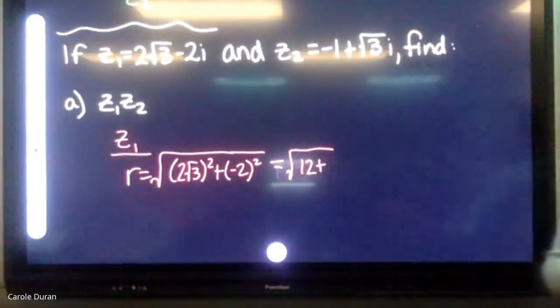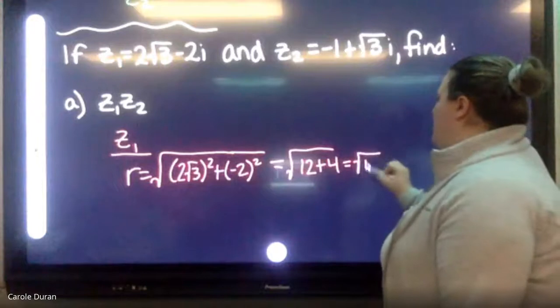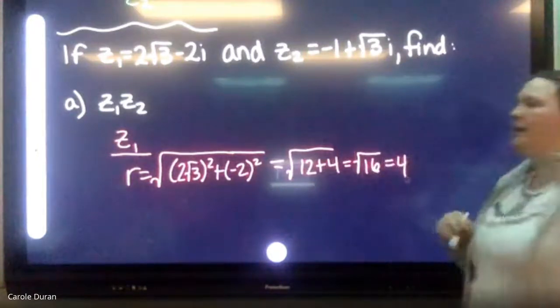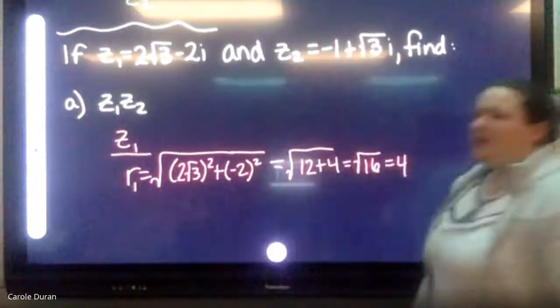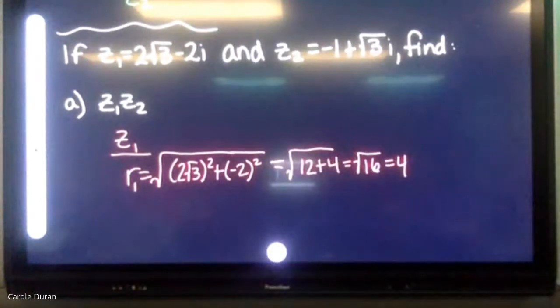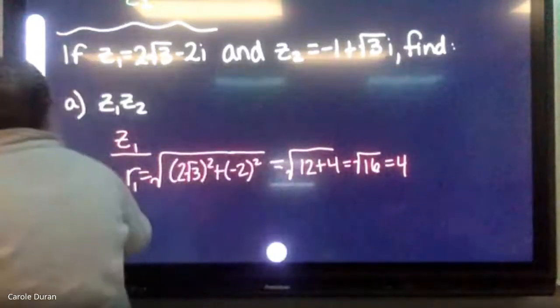When I square negative 2, I already know that I get 4, which leaves me with the square root of 16, which just equals 4. So R1 here is going to equal 4. Now I need to find my theta for that first complex number.